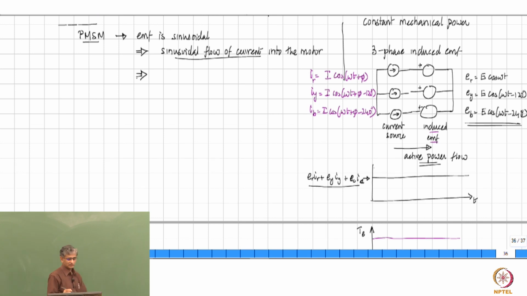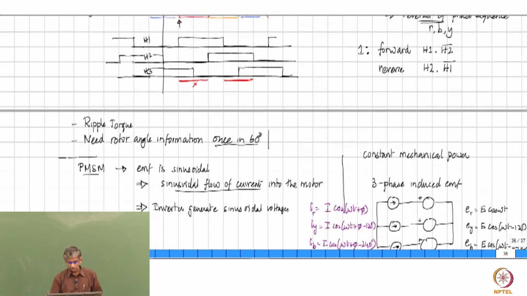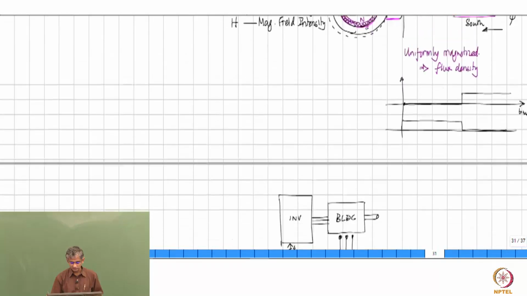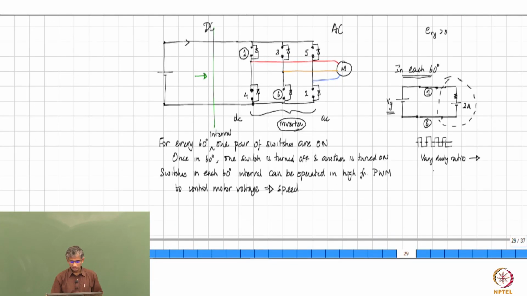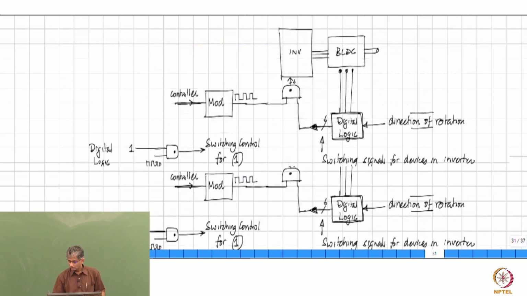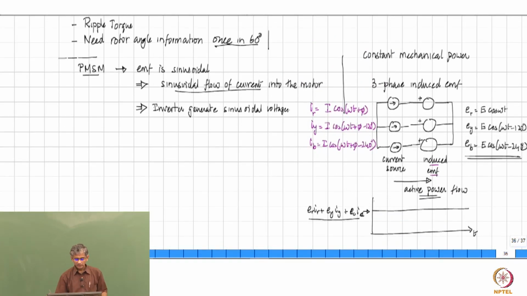This therefore demands that the inverter generate sinusoidal voltages. Right, the inverter, you know what the inverter is? The inverter is this circuit. This circuit, we have already said this is the inverter. Now, the problem is that the inverter consists of switches and it cannot generate a sinusoidal voltage. It cannot generate a voltage waveform that varies smoothly over time.